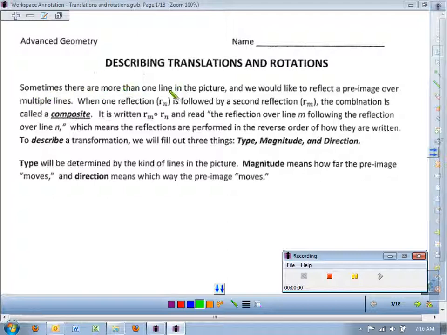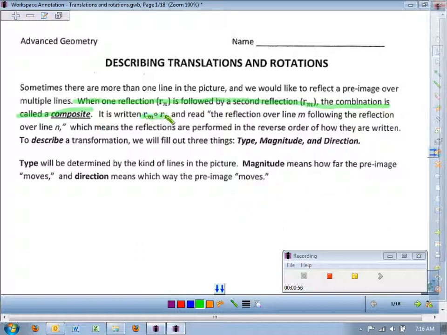Sometimes there's more than one line in the picture, and we'd like to reflect a pre-image over multiple lines. So it's like we've got a picture, we want to reflect it over one line and another. When one reflection is followed by a second reflection, the combination is called a composite. I'd like us to highlight that right there. That's the definition of the word composite right there. When one reflection is followed by a second reflection, that is called a composite.